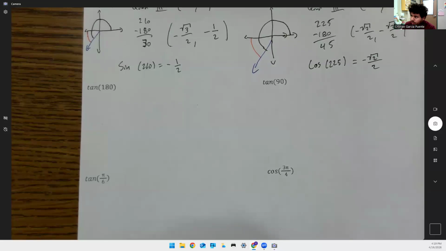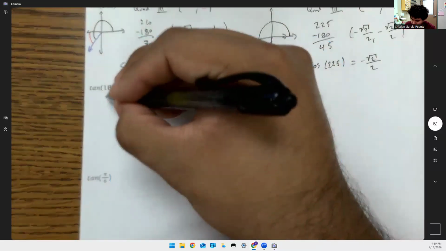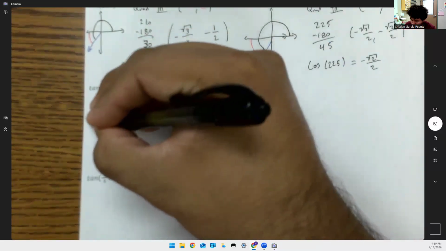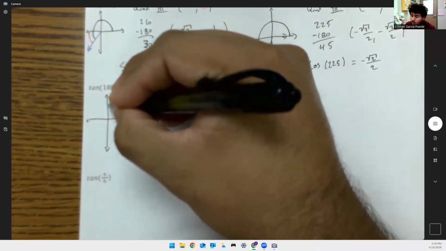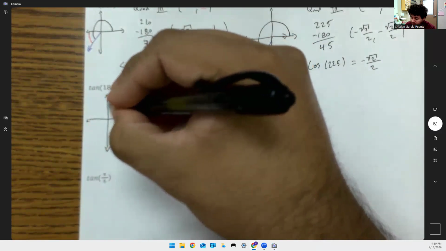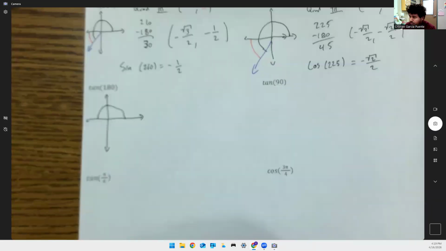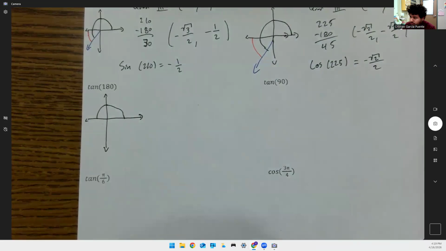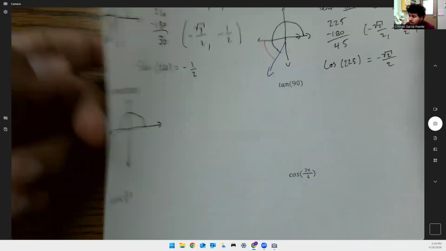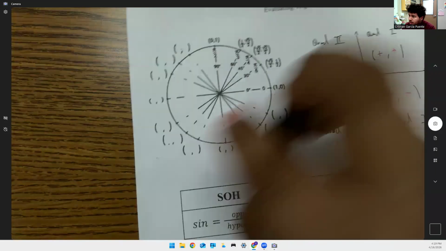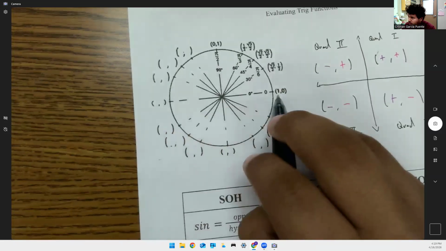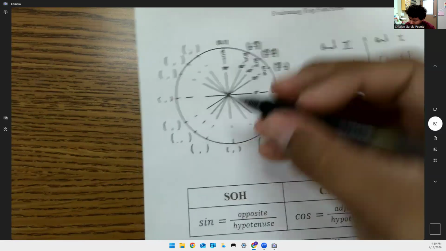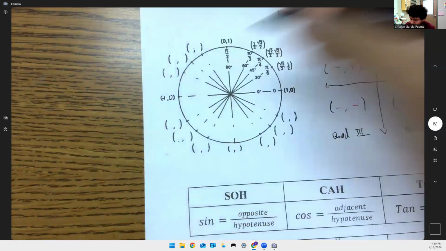Over here, we have tan of 180. Again, step 1 is just draw your angle. Is 180 bigger than 90? Yeah. Is it bigger than 180? No. Is it smaller than 180? No, it is 180. So you go all the way to this line, and we agree that we're on this line. If this point right here is 1, 0, what do you think this point is going to be? It's just going to be negative 1, 0.